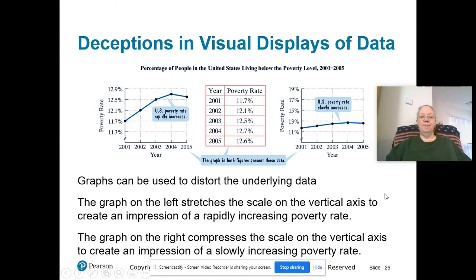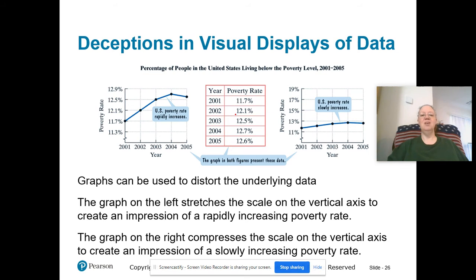All right. I forget who, but there was a book that was published quite a few years ago. It's called How to Lie with Statistics. And it's not that people are actually lying, it's that they're misleading. They're being deceptive. So let's take this information right here, talking about the poverty rate 2001 to 2003, 2004, 2005.